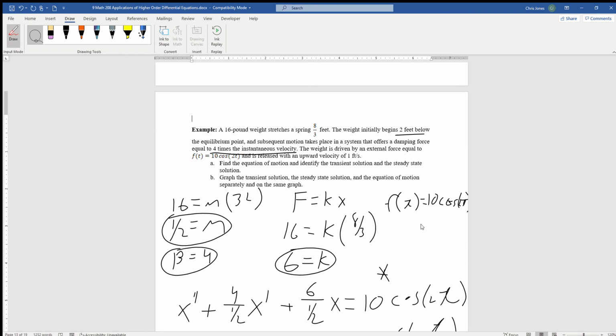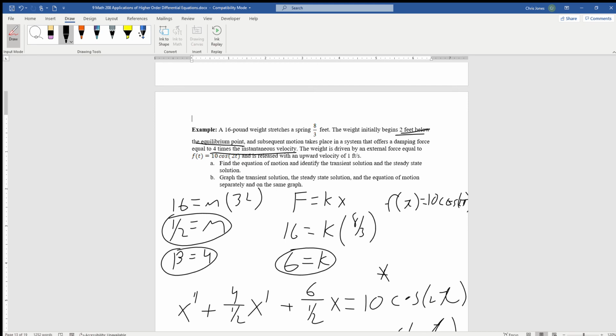So in our previous example, we got the general solution to this equation of motion for this problem with the forced motion. And what we're going to do now is get the particular solution, and then we're going to graph everything. And so we look at the problem, and the problem tells us initially that we're 2 feet below equilibrium.